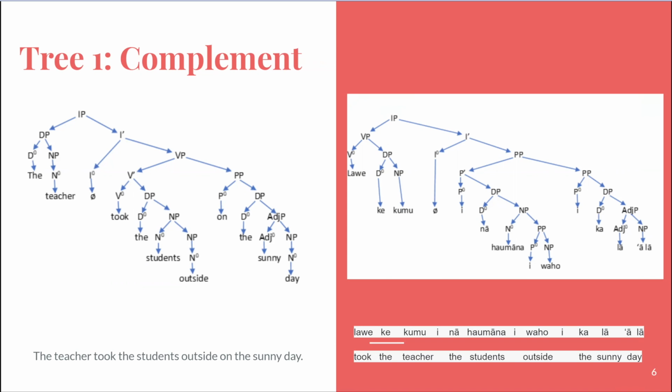With the X-bar factors, we start off with how the IP is the heart of the sentence, identifying the subject, which is the teacher, and the predicate, the VP: took the students outside on the sunny day. And the DP, the teacher, is the spec IP at the beginning of the tree.